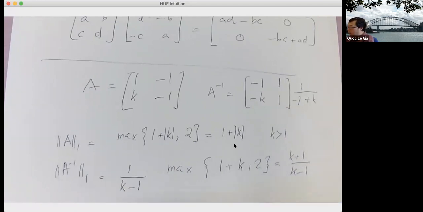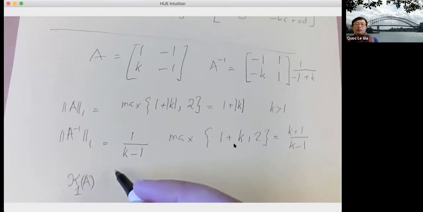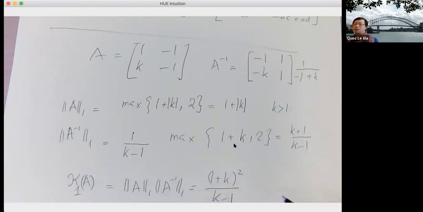And then the condition number in the one norm is just equal to the product of the one norm of A and the one norm of A inverse. Okay, and then now it will be (1 plus k) squared over k minus 1. Okay, so this is the condition number.